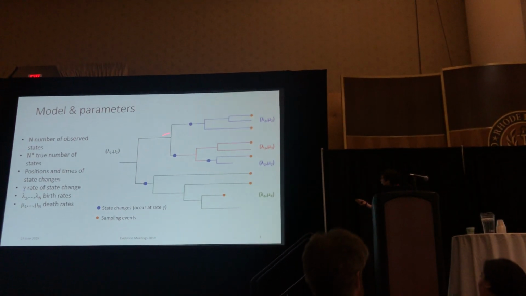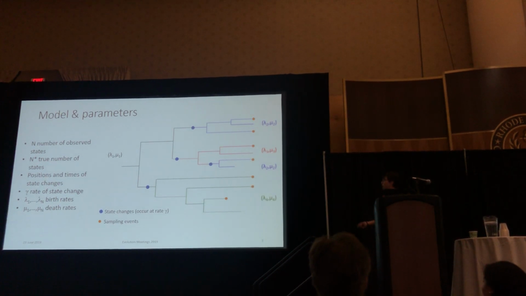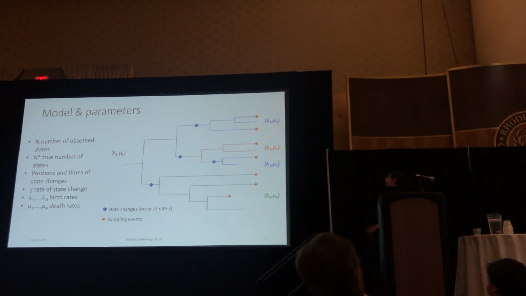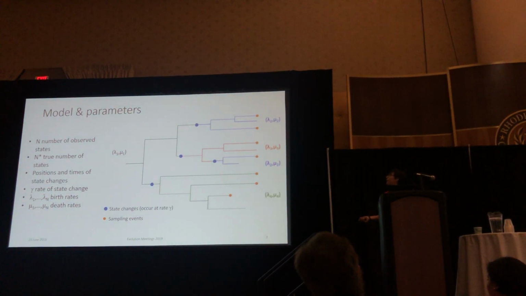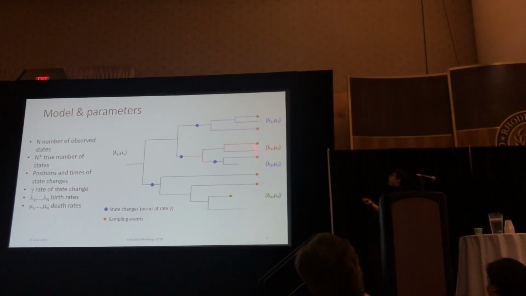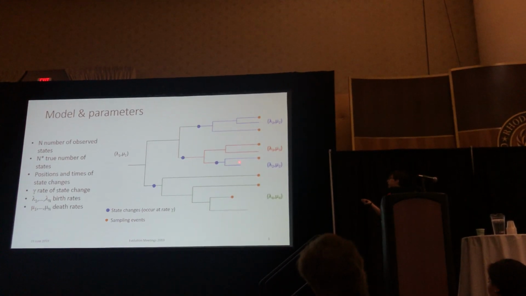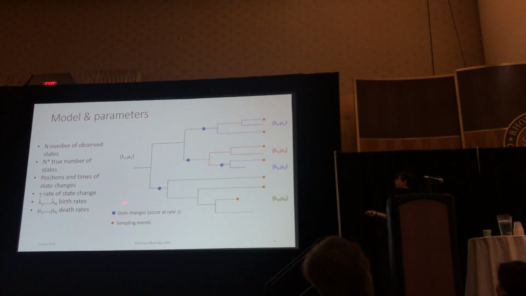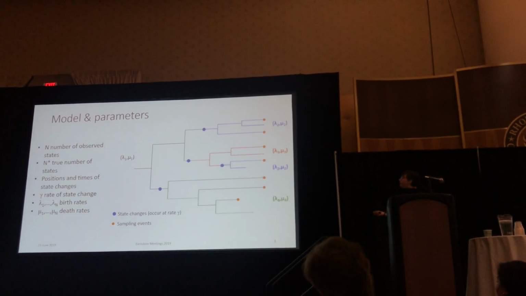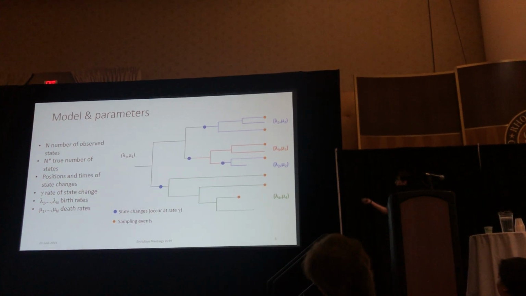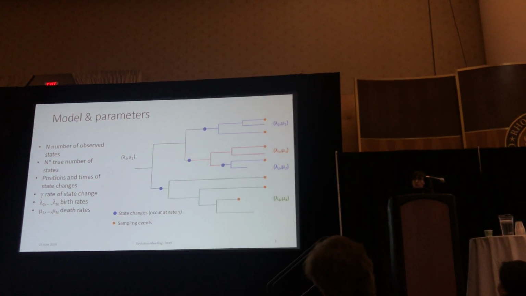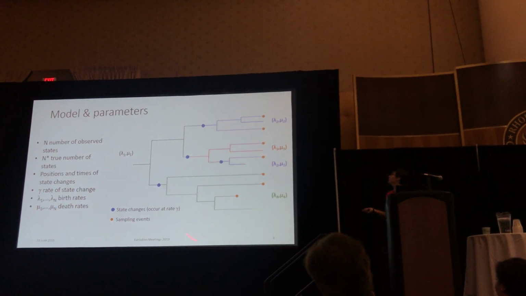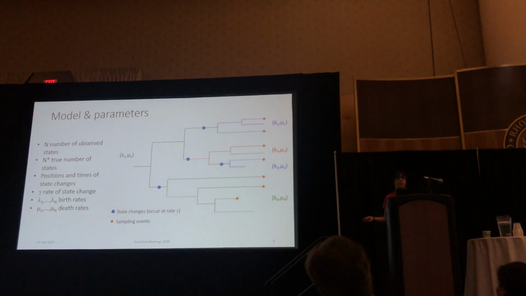Then we have state changes along the tree that occur at a certain rate gamma, and each of these changes is going to lead to a new state at random. Since we have a fixed number of states, the same state can also reoccur multiple times. As I said, each state up to n is associated with a birth rate and a death rate. And then, of course, you have sampling events at the end of the tree. This is the model we're using to calculate the likelihood.